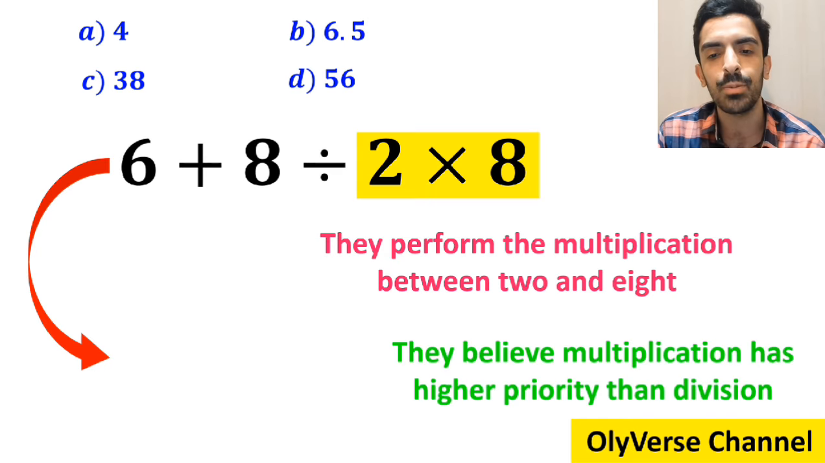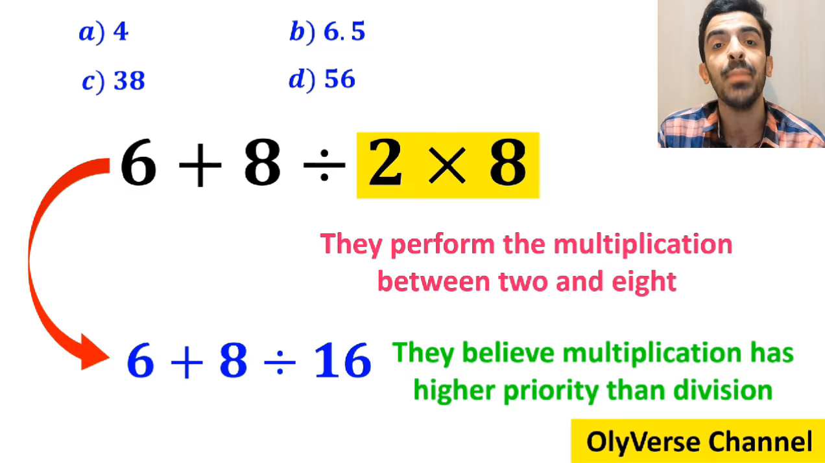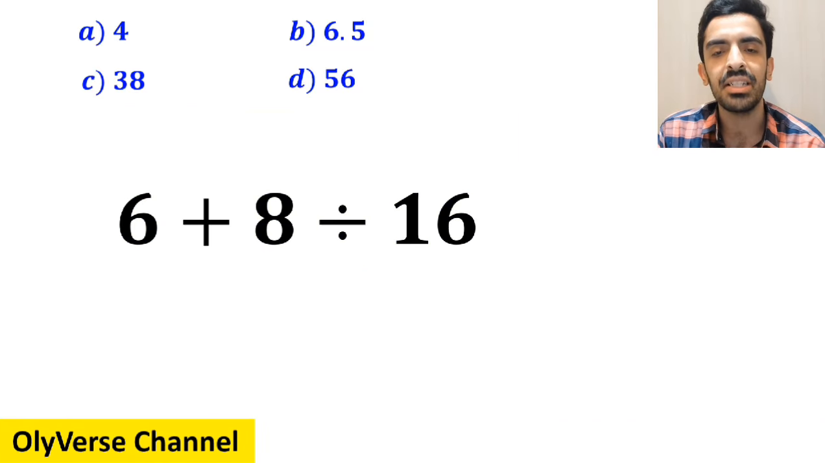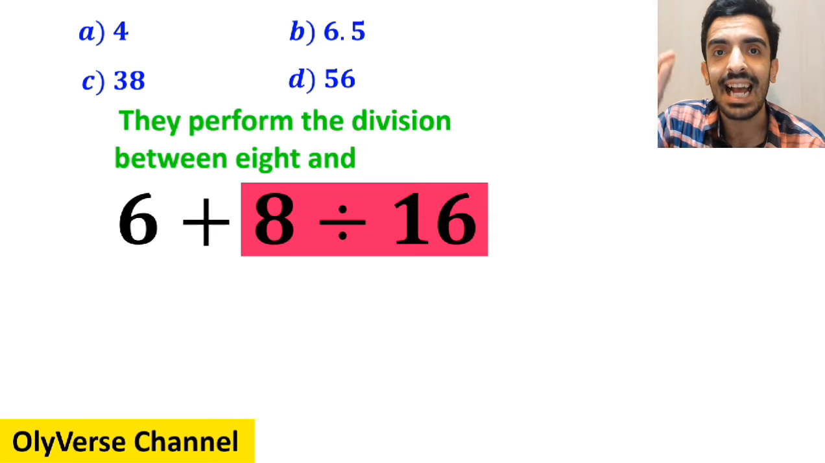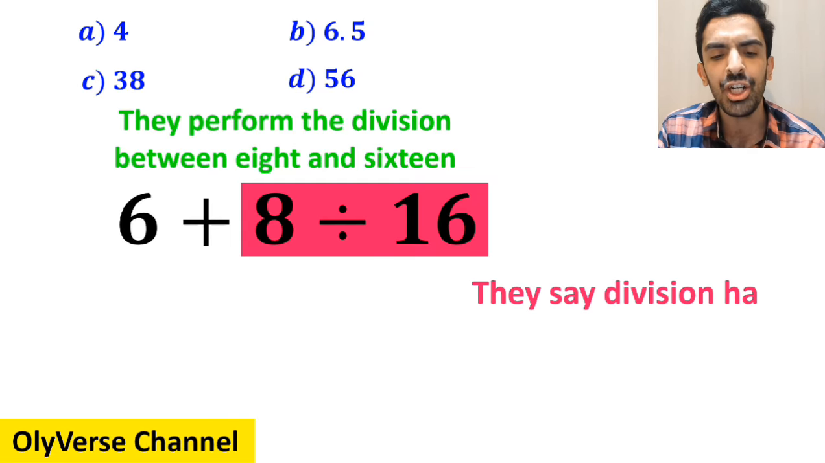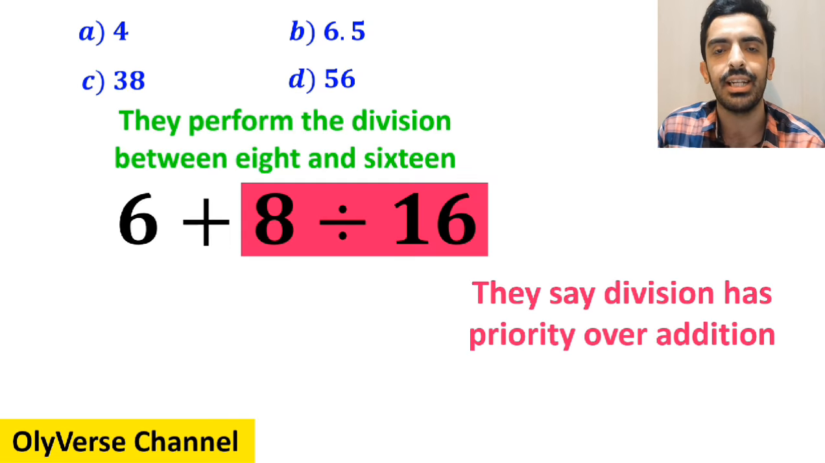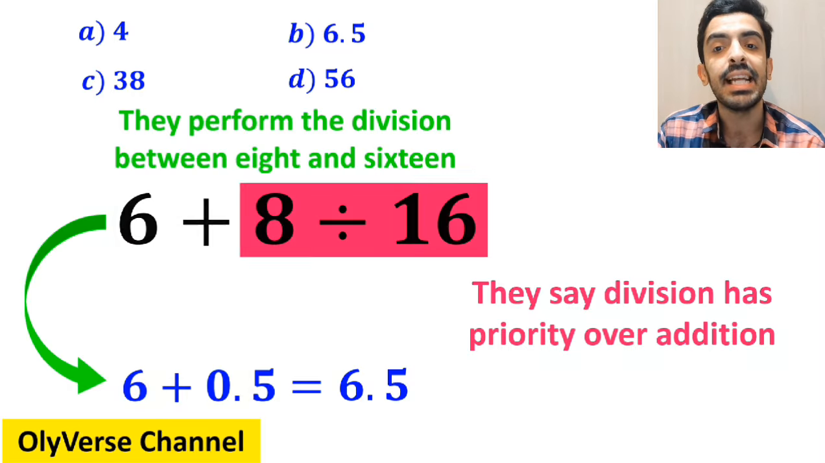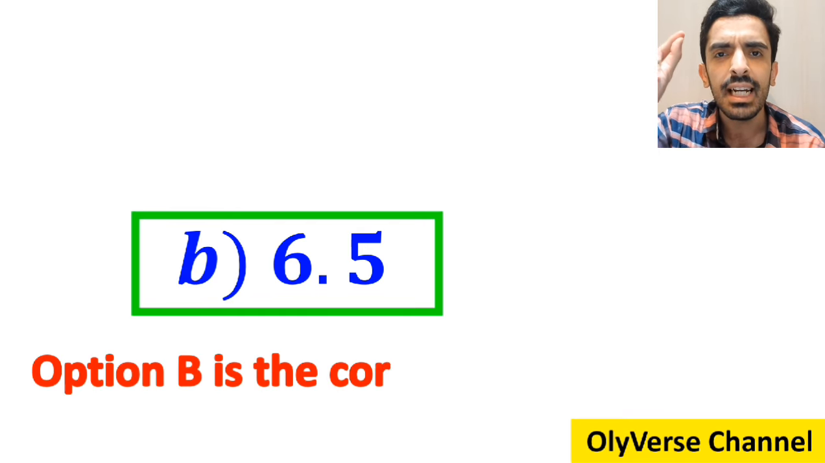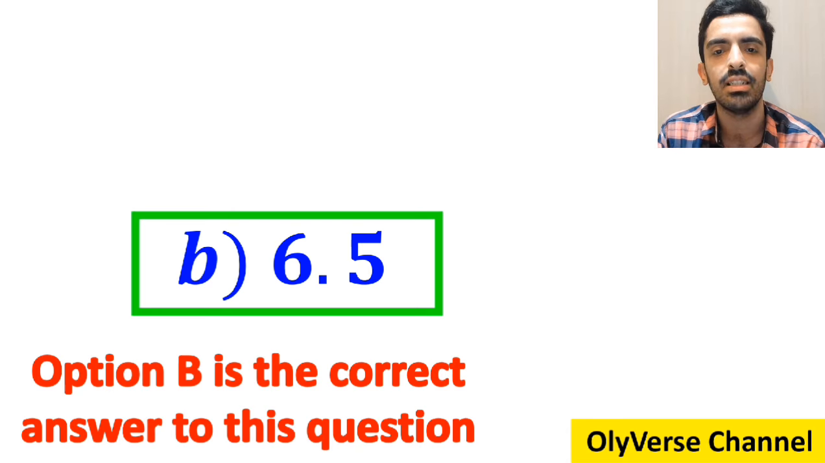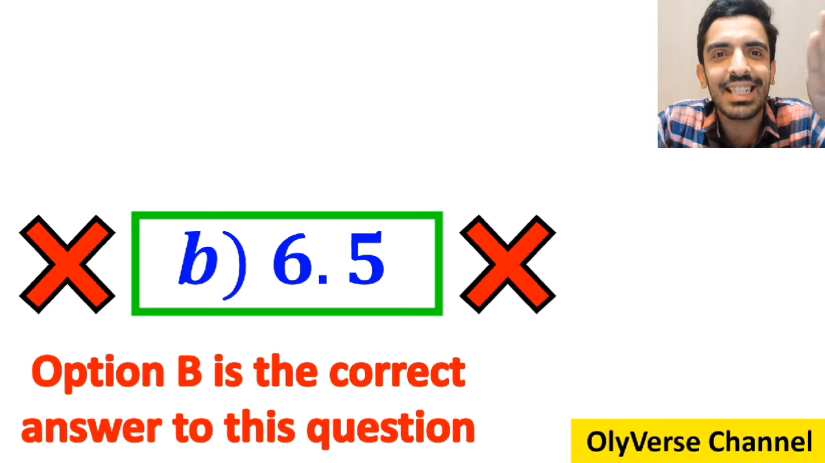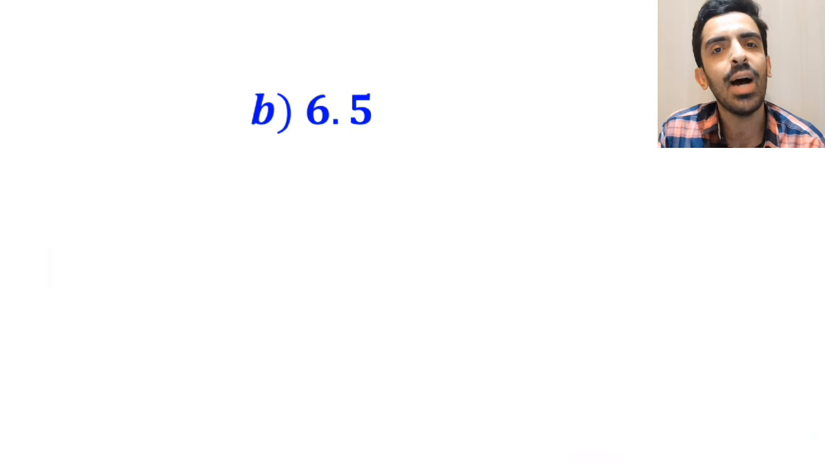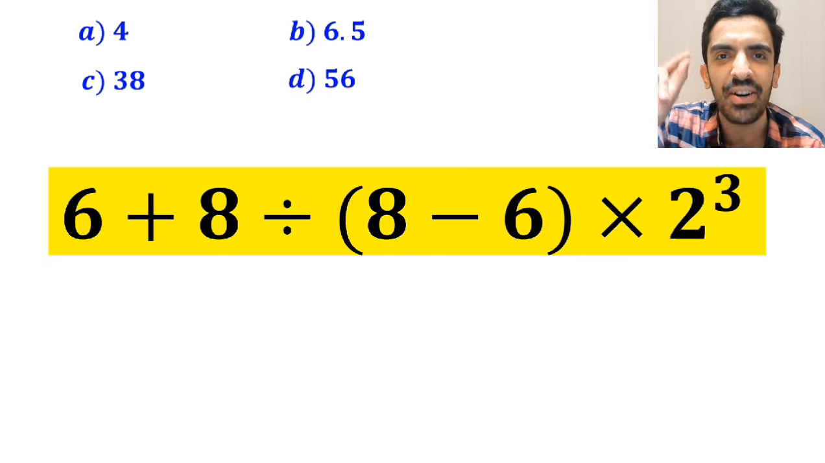So, instead of this expression, they write 6 plus 8 divided by 16. And the next step, they perform the division between 8 and 16 because they say division has priority over addition. So, they simplify this expression to 6 plus 0.5, which ultimately equals 6.5. And immediately, they conclude that option B is the correct answer to this question. However, it's not the correct answer to this question. Now let me show you how to solve this expression correctly.